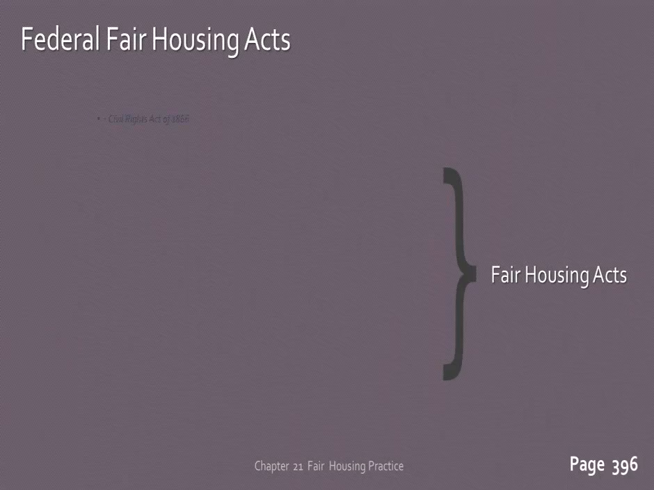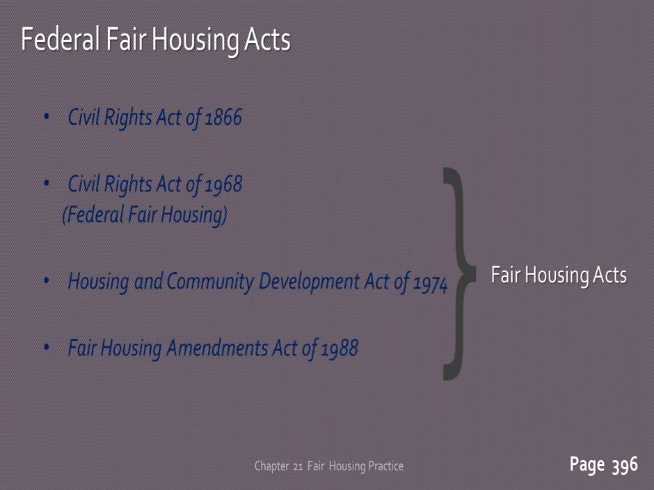We have federal fair housing laws, the first being the Civil Rights Act of 1866. And then we have all of these other acts, and not to make things too complicated, but we're just going to call those the Fair Housing Acts. So when we talk about Fair Housing Acts, it's all those other ones.